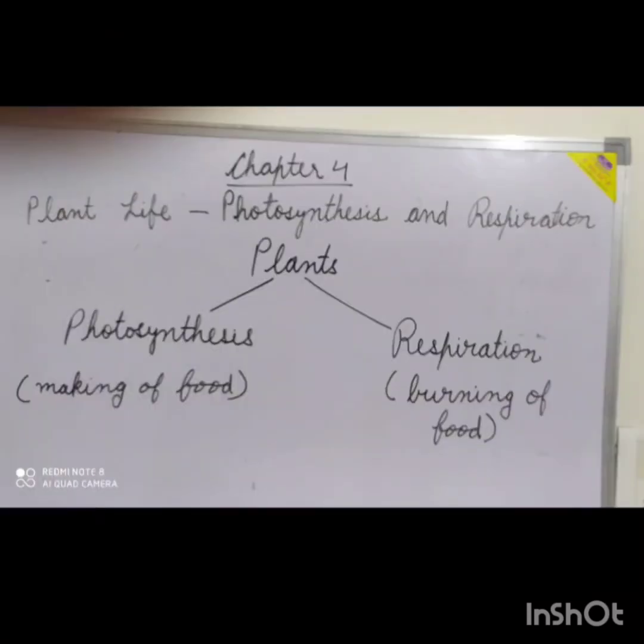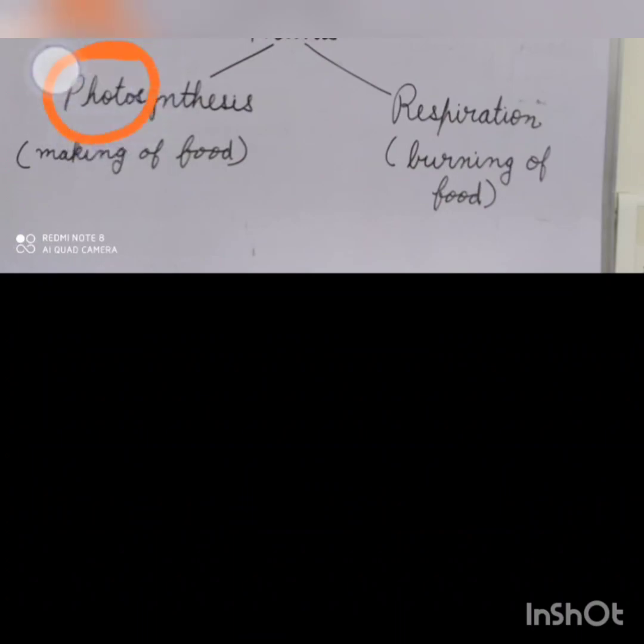The two important processes which are found in the plants are photosynthesis and respiration. Photosynthesis comprises of two words, photo and synthesis. That means making of anything by the help of light. So the plants prepare their food in the presence of sunlight. So the process is called photosynthesis. Another important process undergone by the plants is respiration, in which burning of the food takes place. So photosynthesis is making of food and respiration is burning of food. We will study about both of these processes in detail in the chapter.